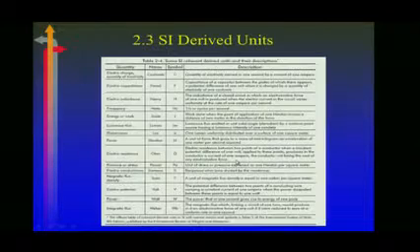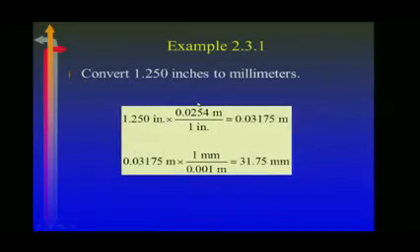That gives me very little time and I'll be done. SI derived units, various derived units are there. Don't have to go through all of them. One more example, convert 1.25 inches to millimeters. Few things to remember. 1 inch is equal to 25.4 millimeters. That's it. Nothing more than that. And we also know 1000 millimeters make a meter.